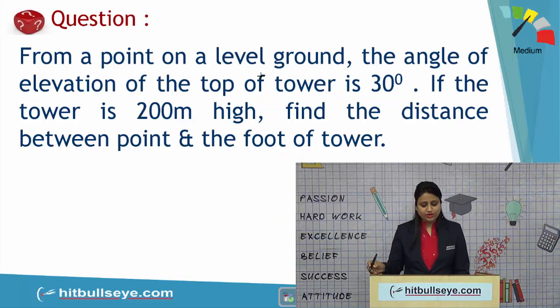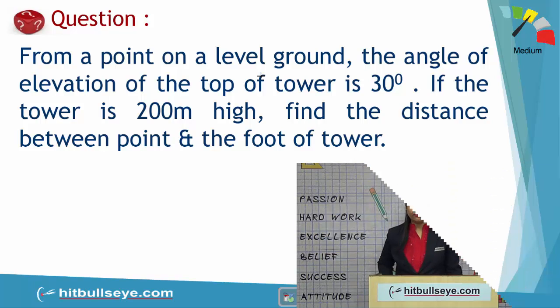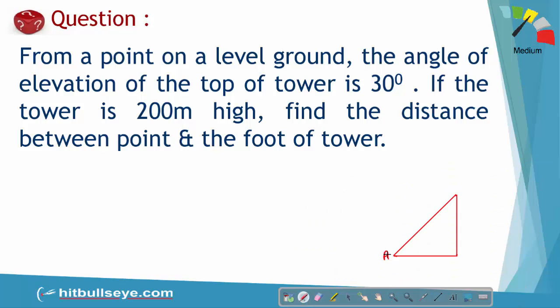It says from a point on a level ground, it means horizontal ground, the angle of elevation of the top of a tower is 30 degree. If the tower is 200 meter high, find the distance between the point and the foot of the tower. Let us draw an appropriate figure. Let A be the point on a level ground. Say BC, this is the tower. B is the foot of the tower and C is the top of the tower.